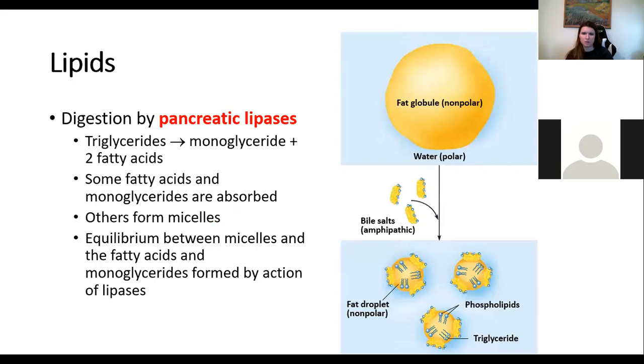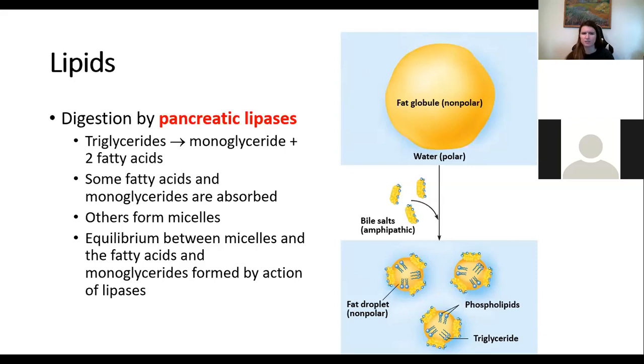Okay. So here we have our fat globule. It's in water. In order to break it down into smaller droplets, we add these bile salts. So coming from basically our liver, now we have our little small fat droplets. Okay. So this is the point at which we're going to start digesting them using our lipases.